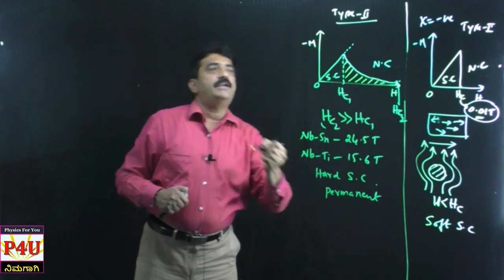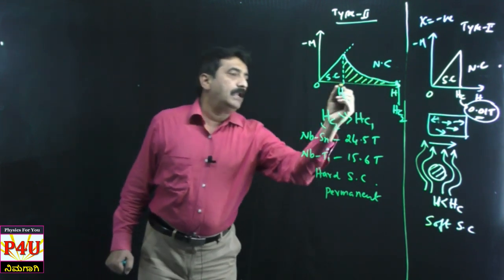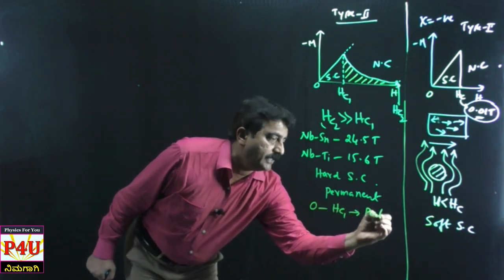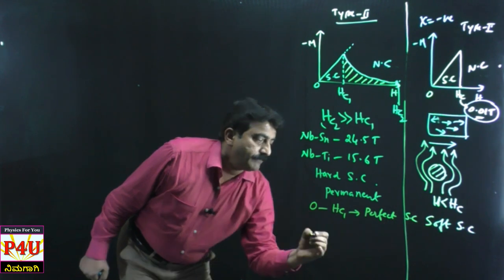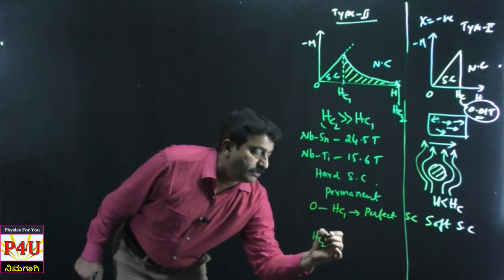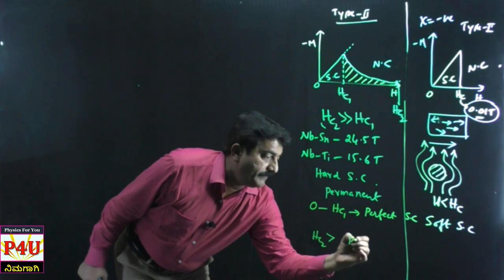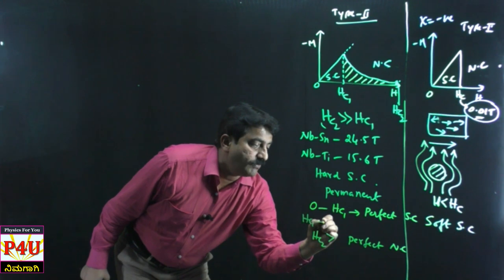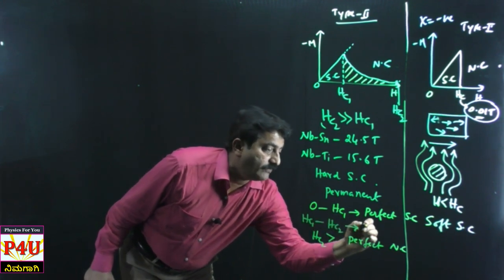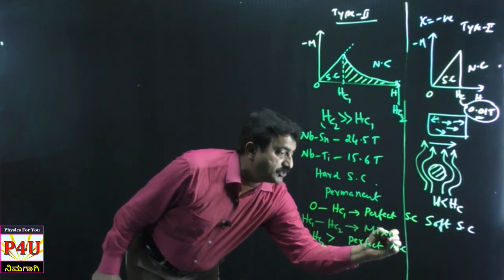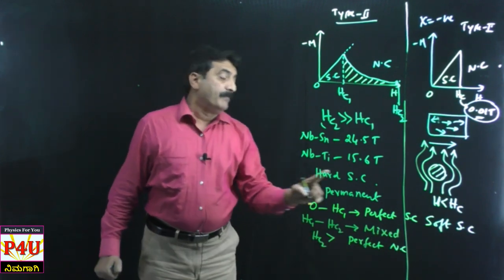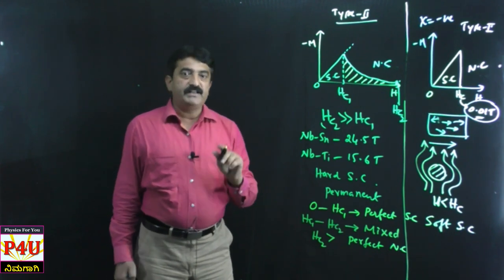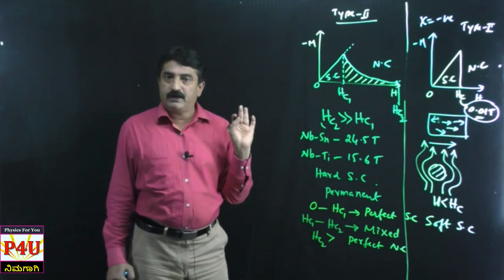This is the speciality of type 2. Well, from 0 to HC1, it is a perfect superconductor. From HC2 onwards, it is a perfect normal conductor. What about from HC1 to HC2? Follow carefully. It will be in the mixture. It is in the mixed state. It is partially superconducting, partially normal conducting. That means it is both superconductor as well as normal conductor.